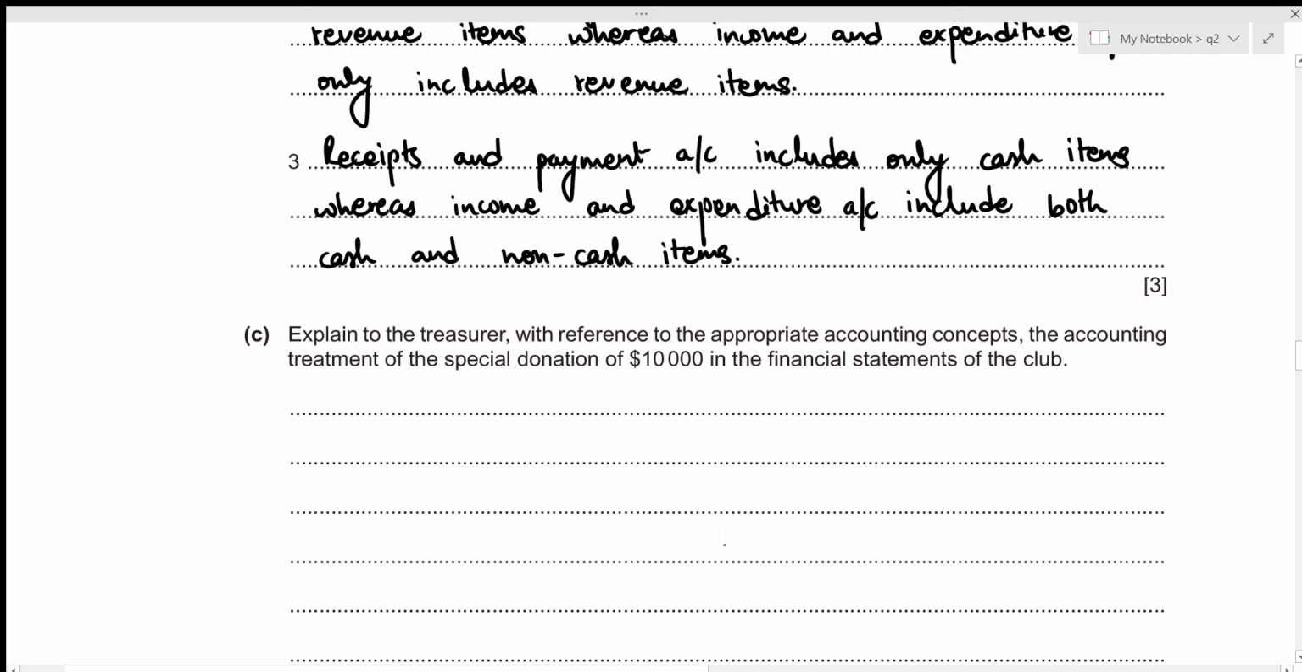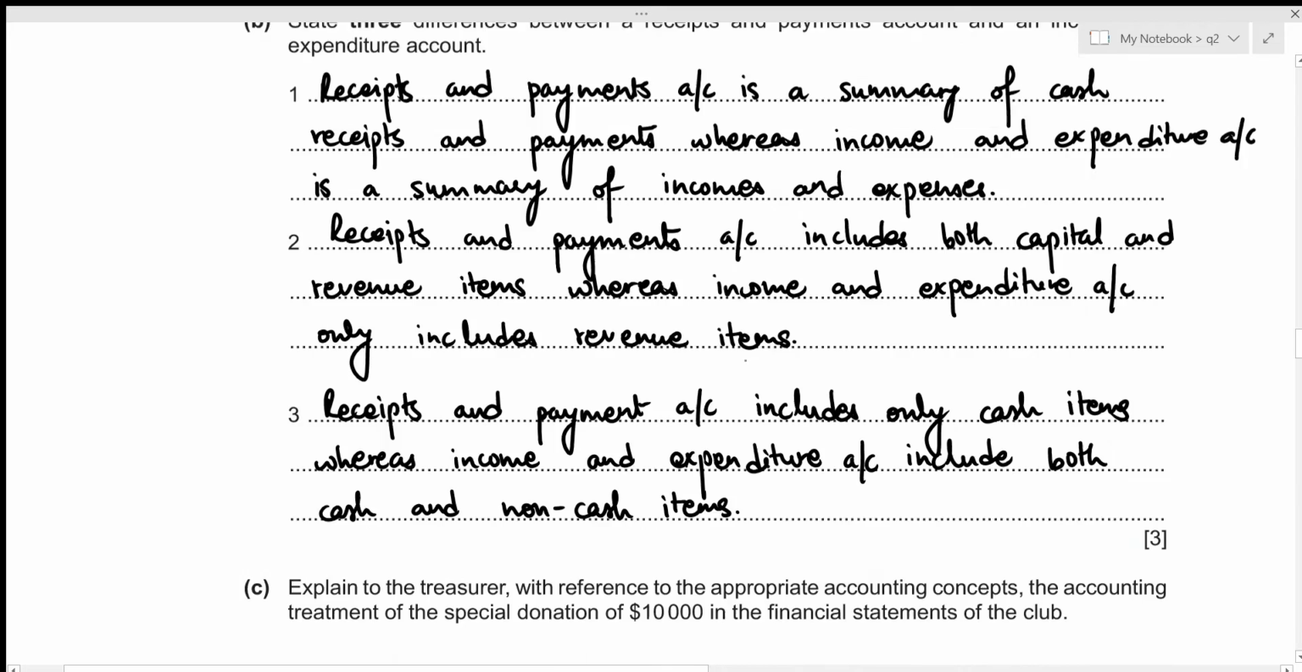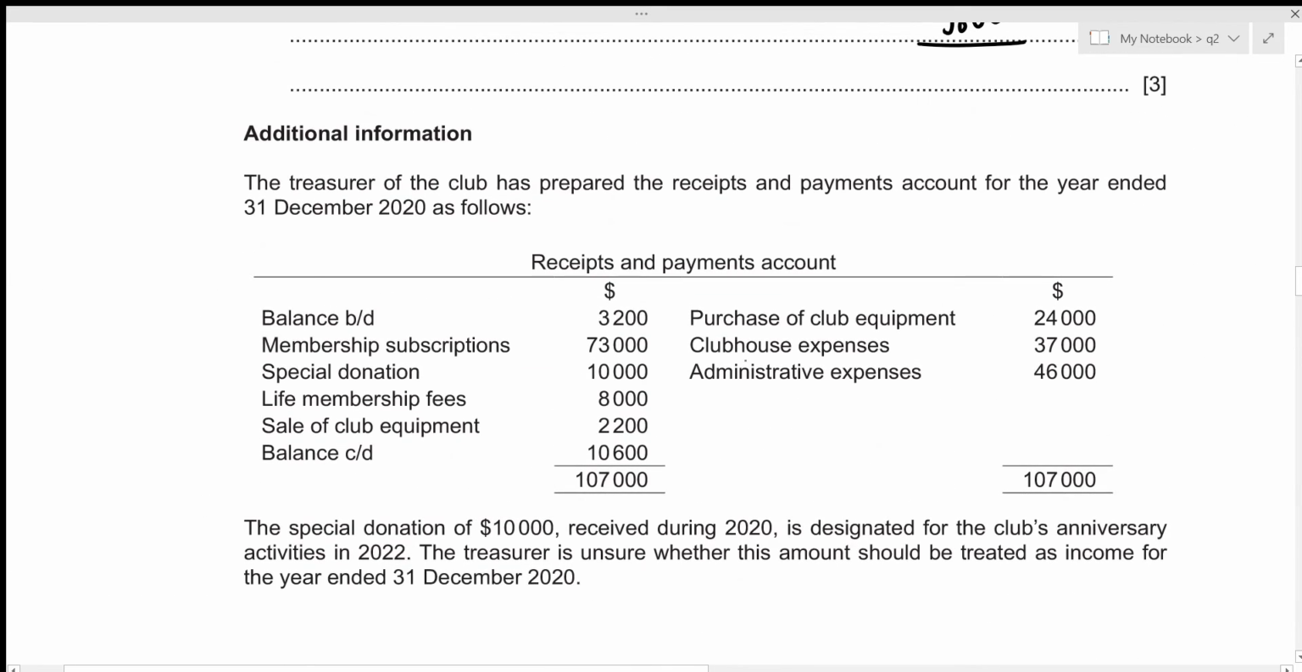We now need to explain to the treasurer, with reference to the appropriate accounting concepts, the accounting treatment of the special donation of 10,000 in the financial statements of the club. So this must have been mentioned in the above additional information that we skipped. So let's refer to it. We're told that the treasurer of the club has prepared the receipts and payments account for the year ended 31st December 2020 as follows. And then a special donation of 10,000 is received during 2020, is designated for the club's anniversary activities in 2022.